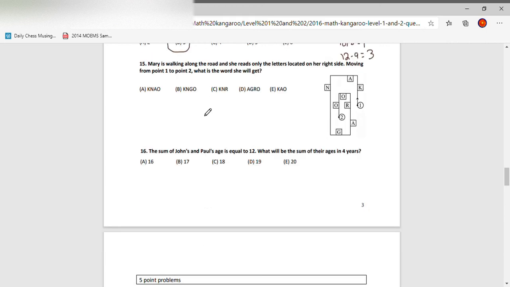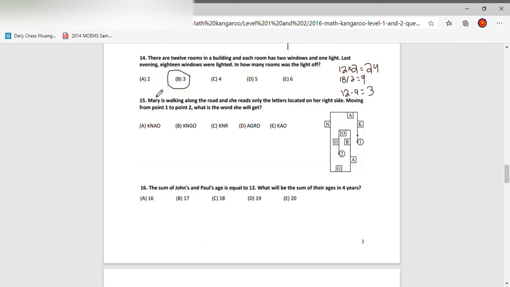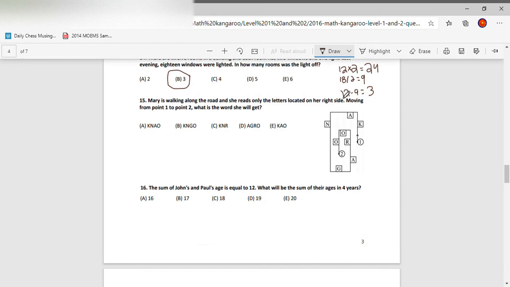On to 15. Mary's walking along the road and she reads only the letters located on her right side. Moving from point 1 to point 2, what is the word she will get? So the right of this way is K. So the first one will be K, meaning it can't be D. Now she's going this way, and now this is her left, so it will not be A. That way we can rule out E.